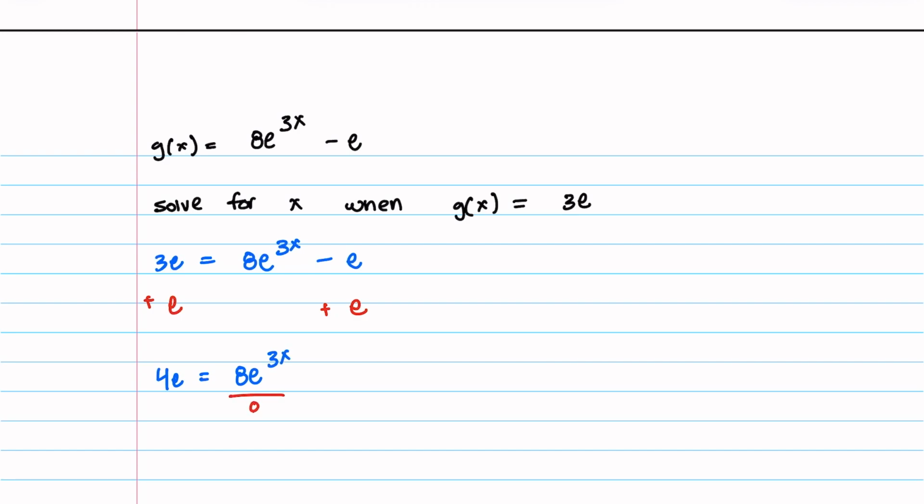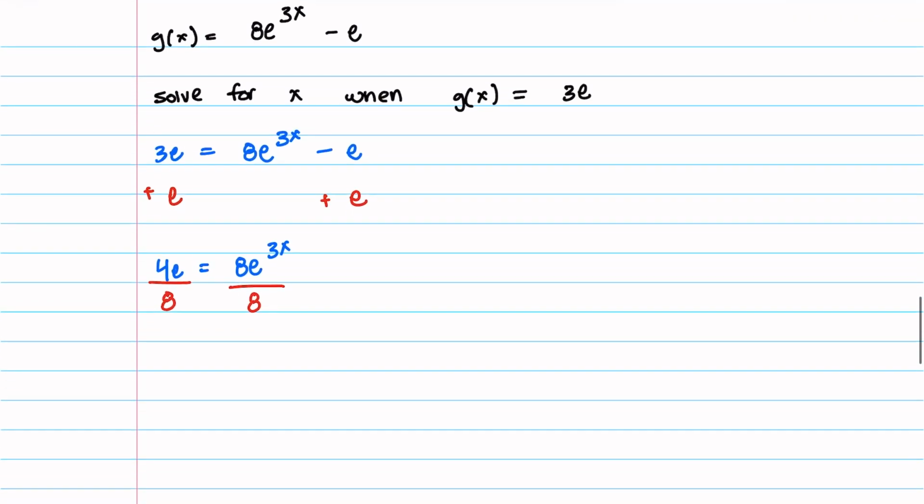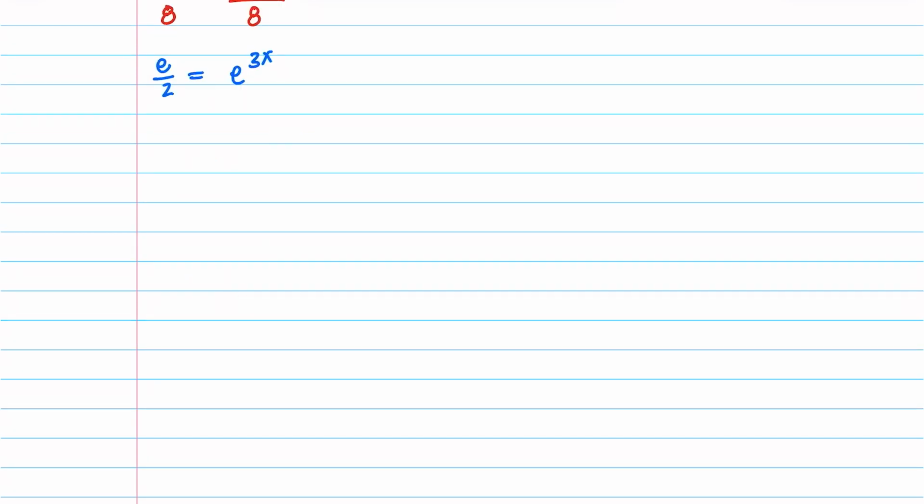Next, let's go ahead and get rid of that 8 by dividing both sides by 8. And so on the left-hand side, when you divide 4e by 8, what you'll get is e divided by 2. And on the right-hand side, when you divide 8e to the 3x power by 8, the 8s will cancel out and you'll just be left with e to the 3x power. Now, we're almost to that point where we have x by itself. All we have to do is get rid of the e.